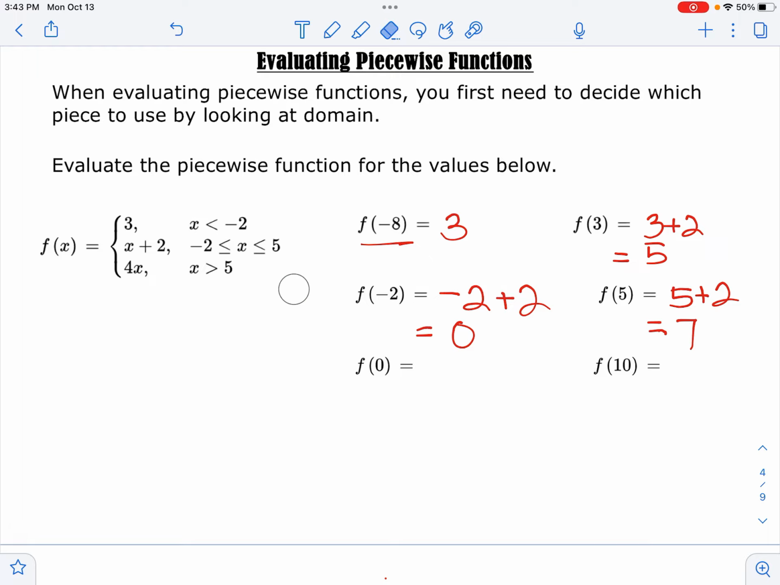Now I got 0. And again, that's in the middle piece. It's between negative 2 and 5. So that would be 0 plus 2.